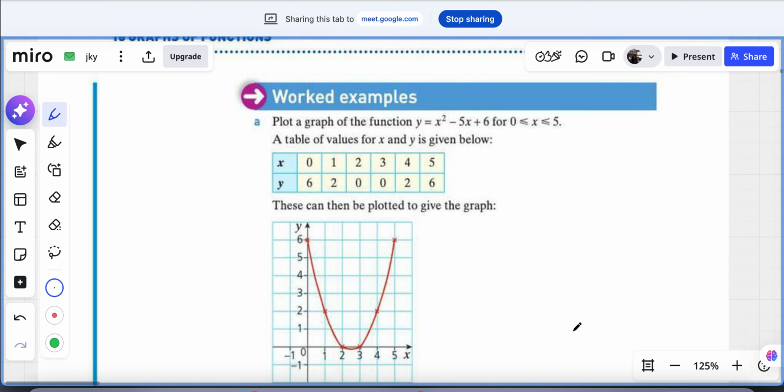If you're given y equals x squared plus 6x minus 4, how do we put it in completed square form? How do we put it in this format? Now, to do that, you remember the basic rule. We say half the coefficient of x.